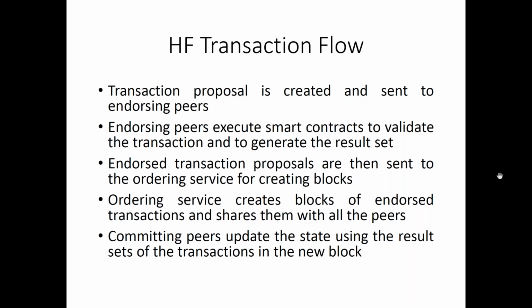Okay, and within the channel, as we discussed, there are special peers called committing peers who are responsible for executing the transactions which are present in the new block and updating the state of the system. Okay, that is how the Hyperledger Fabric system works.